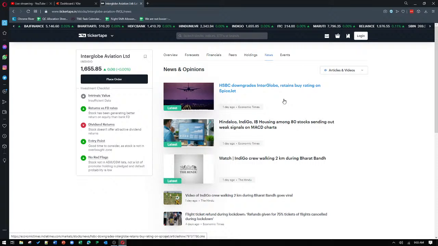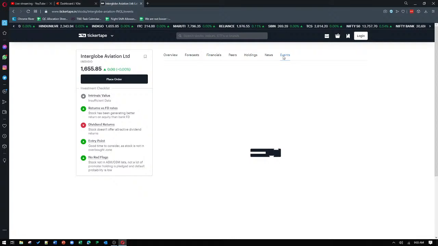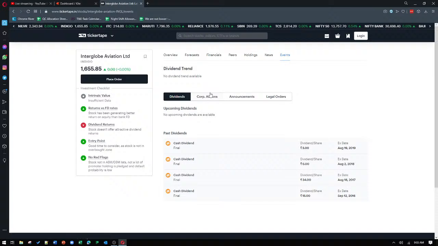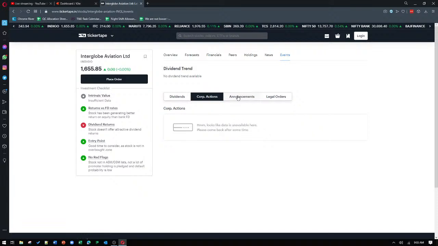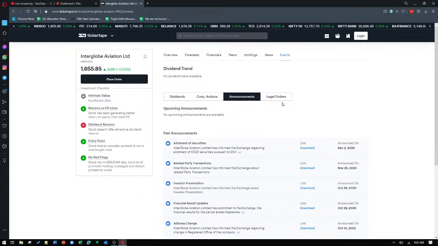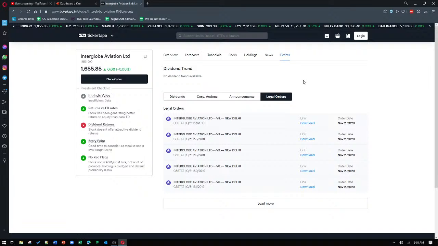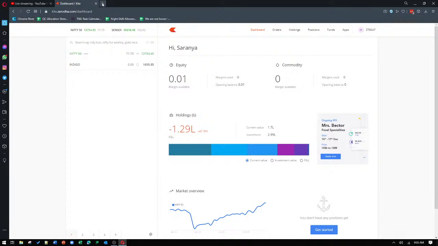When I look for IndiGo, I don't see any news basically. So it means the stock is going to operate without news, let it be bullish or bearish or range bound. Okay, so there is no news. Let me look at the events. No events, no corporate actions, no announcements, nothing, and no legal orders. So basically today is a flat day.